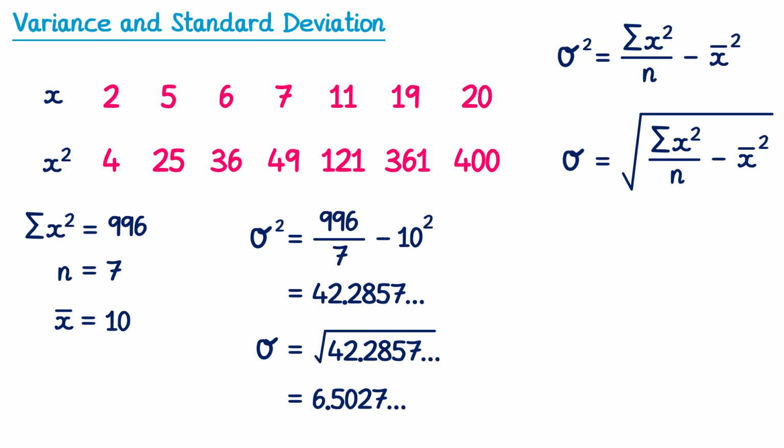This formula is usually preferred if you have a list of numbers like this one here. It's usually quicker to do because we don't have to subtract the mean from each of the values before squaring them. Let's have a look at a worded question that you could get in an exam.